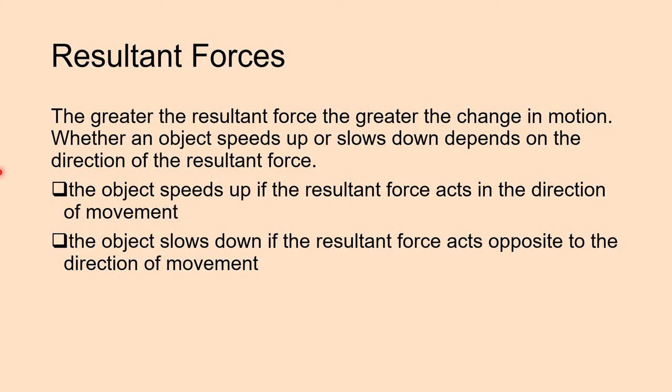The greater the resultant force, the greater the change in motion. Whether an object speeds up or slows down depends on the direction of that resultant force. The object will speed up if the resultant force acts in the direction of movement, while the object will slow down if the resultant force acts opposite to the direction of movement. For example, if you've got a skateboard rolling down a gentle slope, and I have a resultant force, me pushing in the same direction as that skateboard, it's going to speed up. If I gently push it in the opposite direction, the skateboard would slow down.